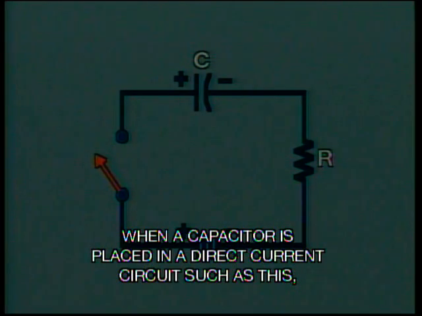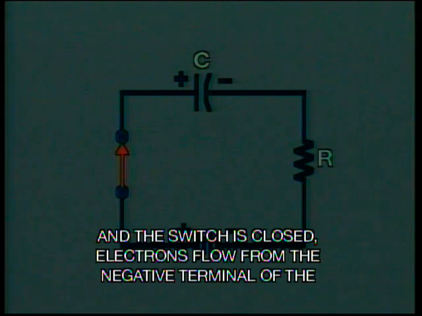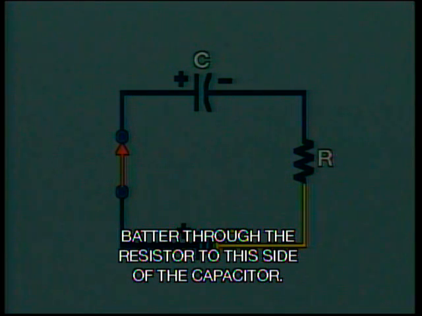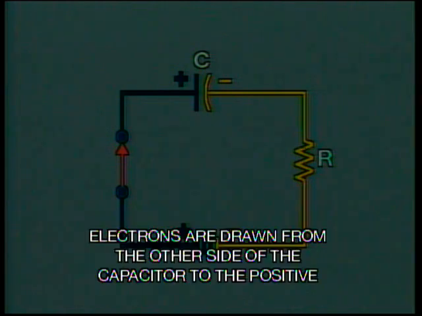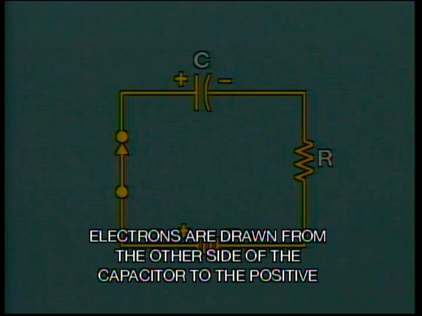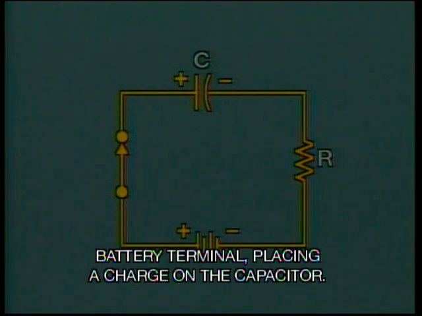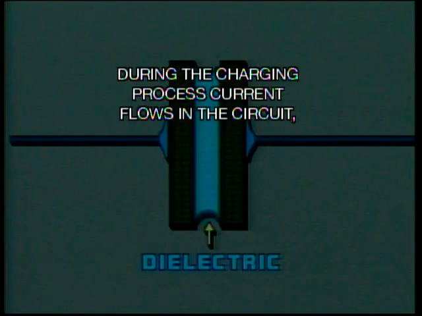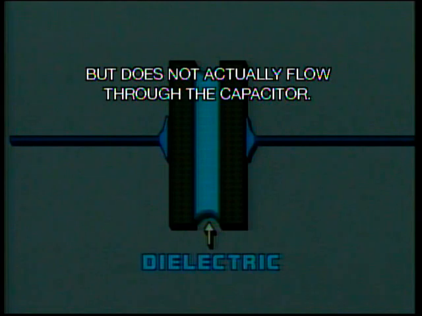When a capacitor is placed in a direct current circuit, such as this, and the switch is closed, electrons flow from the negative terminal of the battery through the resistor to this side of the capacitor. Electrons are drawn from the other side of the capacitor to the positive battery terminal, placing a charge on the capacitor. During the charging process, current flows in the circuit, but does not actually flow through the capacitor.